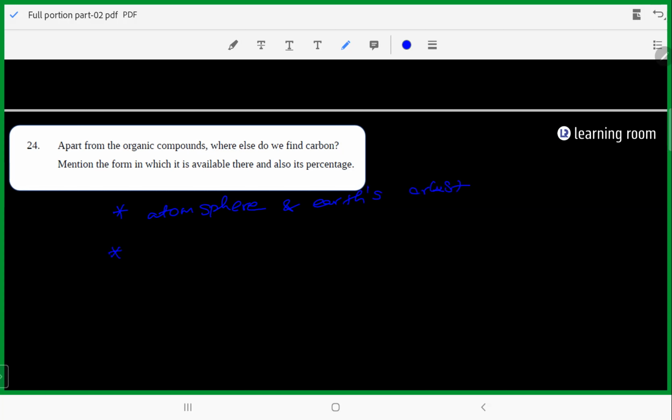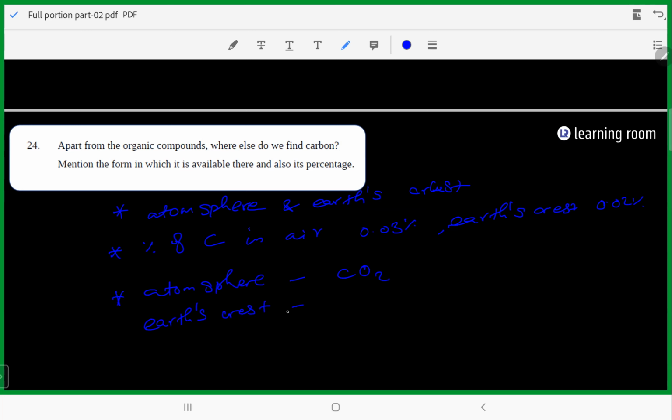So the percentage of carbon in air is around 0.03%, and in Earth's crust it would be 0.02%. In the atmosphere, carbon is present in the form of carbon dioxide. Okay. So in the Earth's crust, it is in the form of minerals. So that's all about that question.